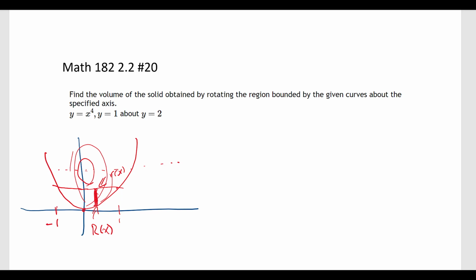Well, what's affected that? It's this x to the fourth. So I'm going to say my R of x is going to be 2 minus x to the fourth, because the thing that's making that distance less is the x to the fourth. And then my inner radius is actually pretty straightforward, I think, because we have a horizontal line and a horizontal line. Those are fixed distances, and that's just going to be 1. So we'll be looking at the integral from -1 to 1 of, I'll put the pi out here, of 2 minus x to the fourth squared minus 1 squared.